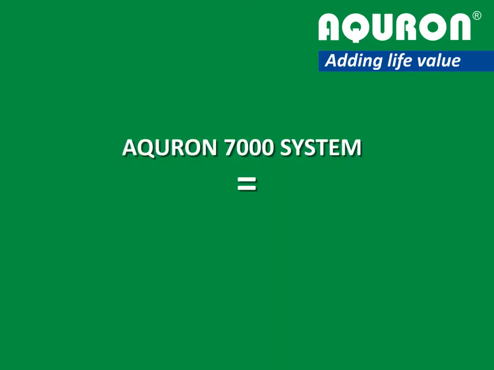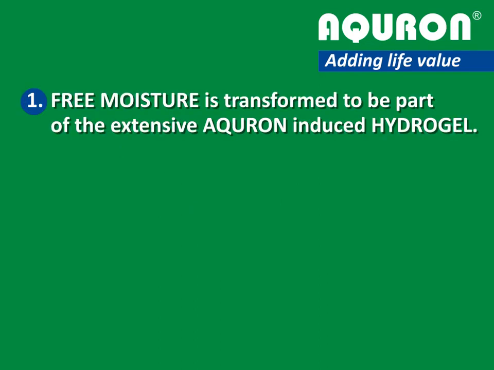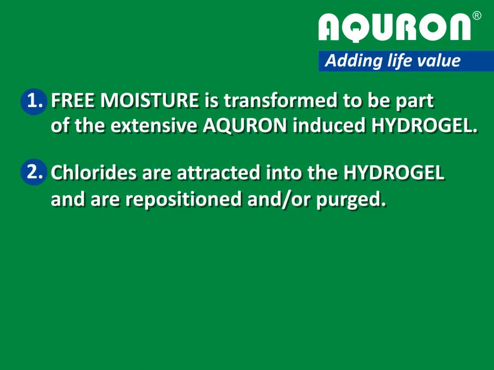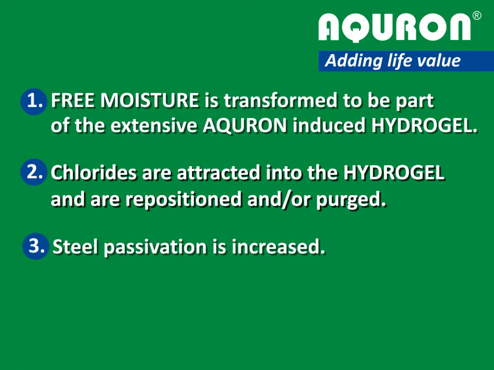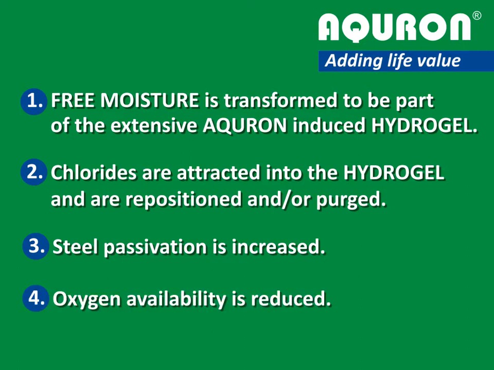AQURON offers 5 major benefits. Free moisture is transformed to be part of a hydrogel, eliminating the transport system for corrosives. Chlorides are attracted into that hydrogel and repositioned or purged, stopping the acceleration of corrosion. Passivation is increased, increasing natural protection of steel. Oxygen availability is reduced, eliminating the fuel of corrosion.